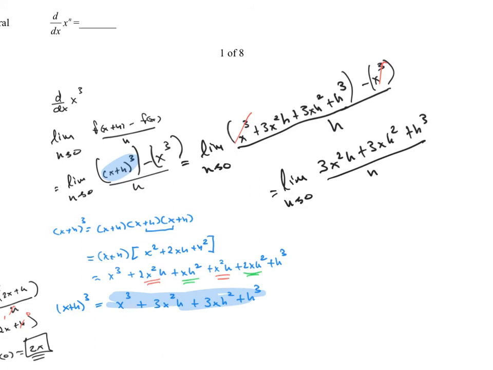What I want you to notice is, first of all, why am I continuing to do this? Well, just imagine if I plugged in h equals 0. The first term would be 0, second term would be 0, third term would be 0, bottom would be 0. I'm still having 0 over 0. So when do I evaluate the limit? When do I actually plug in h equals 0?